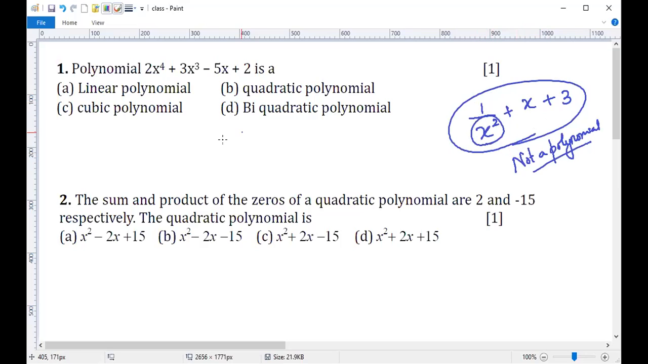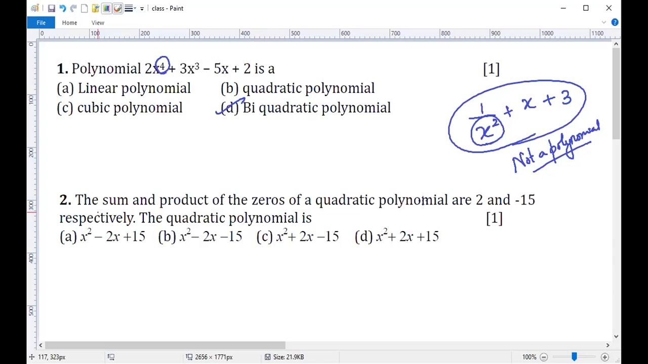Okay. So only when the powers are positive, and the highest power decides what type of polynomial it is. So what type is it? It is a biquadratic. Biquadratic means degree 4. Degree 1 is linear, degree 2 is quadratic, degree 3 is cubic, and biquadratic is degree 4. Okay. Right. Question number 2.